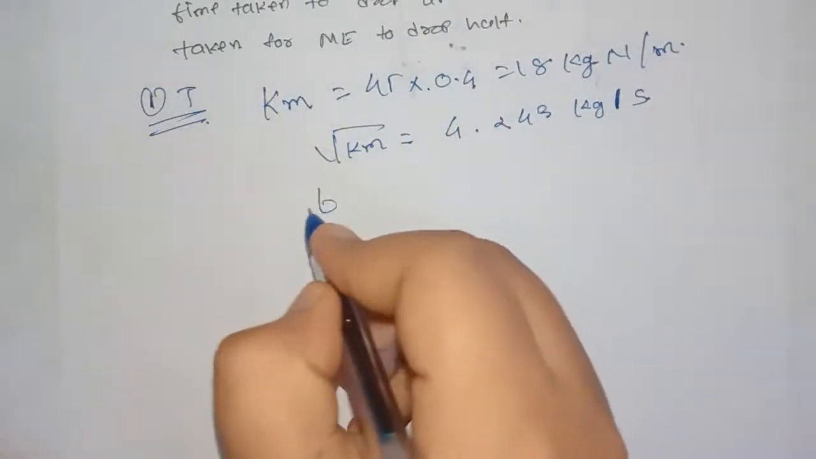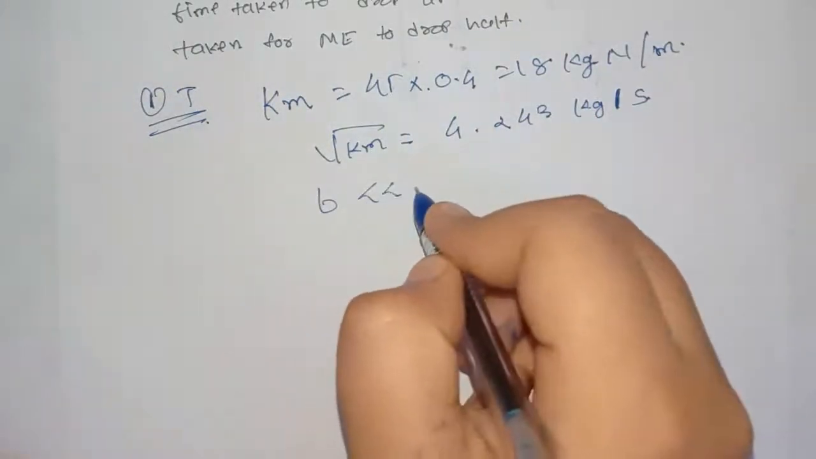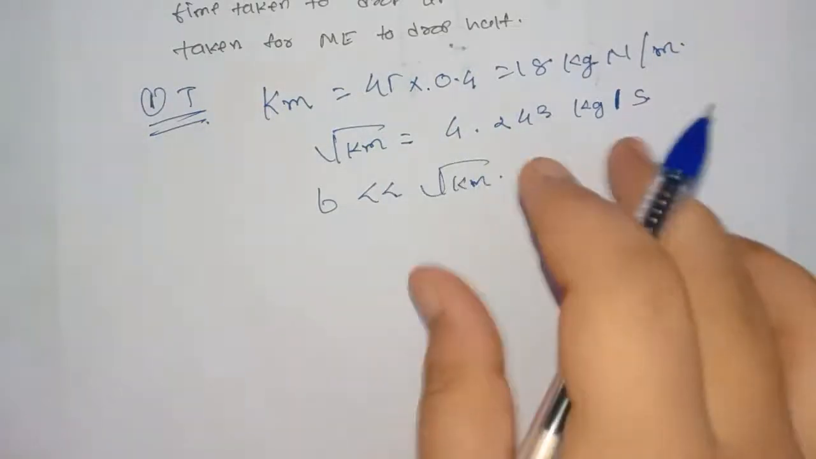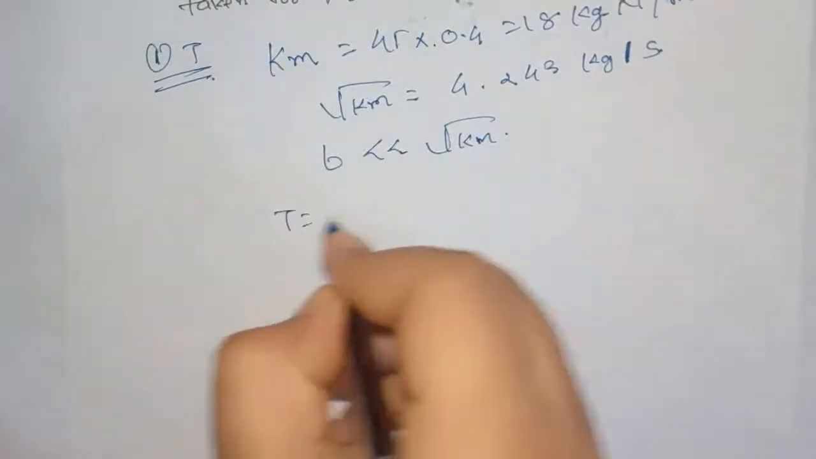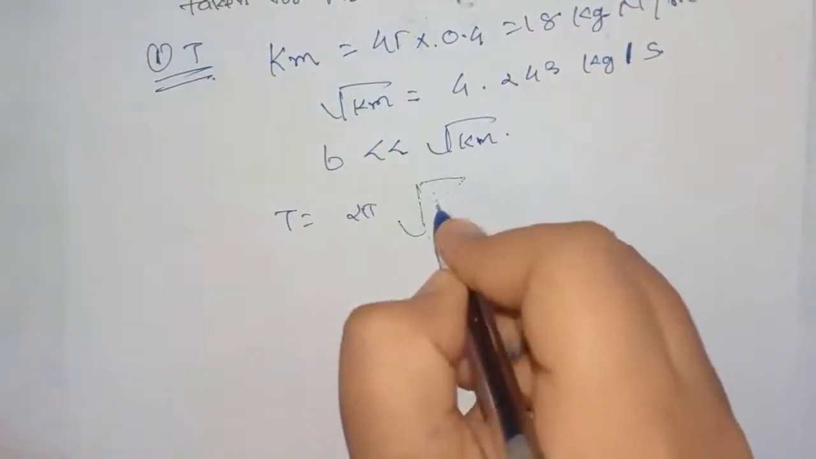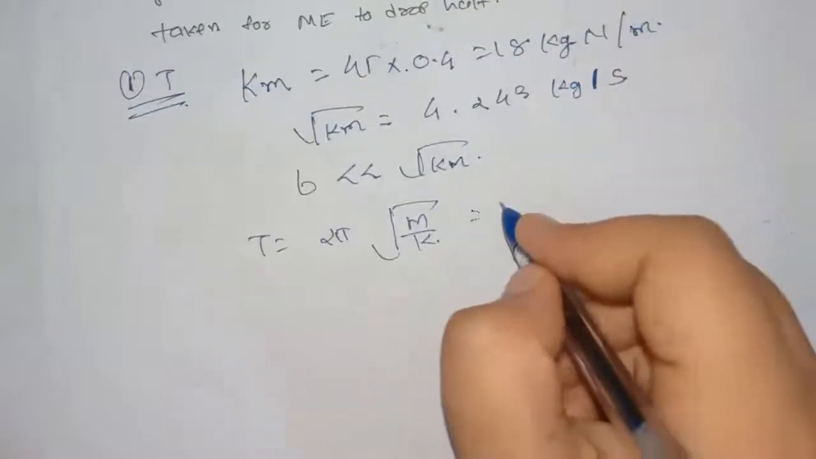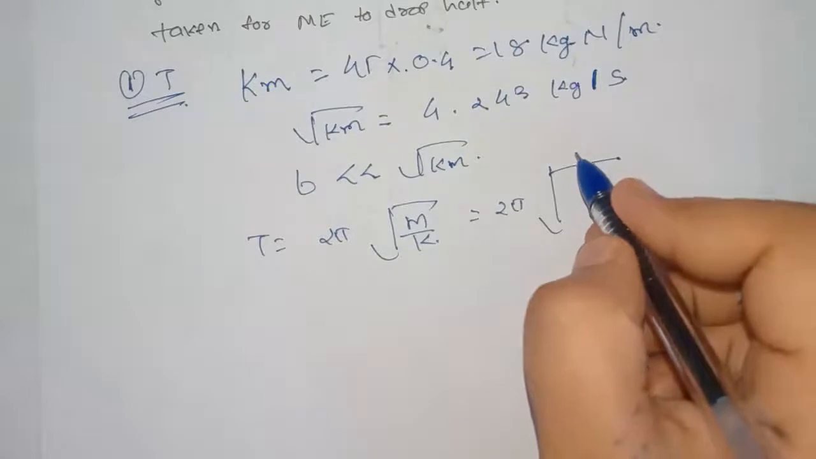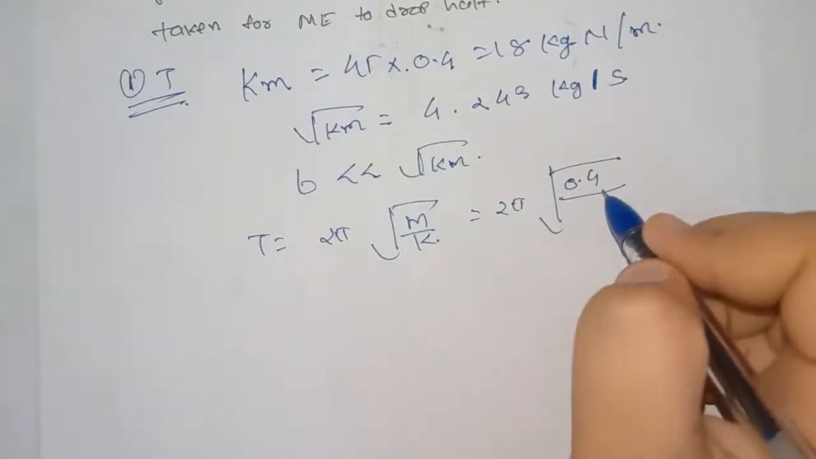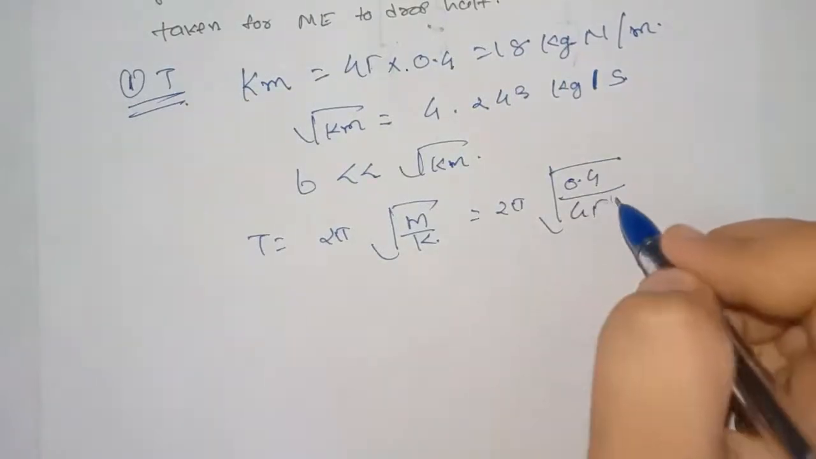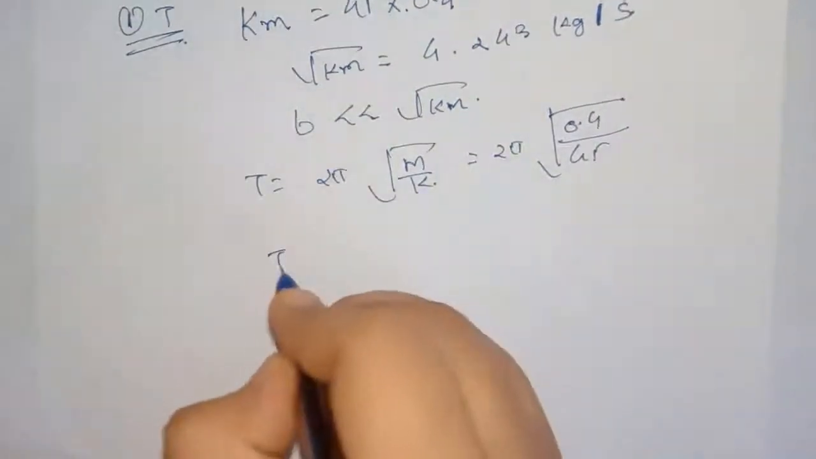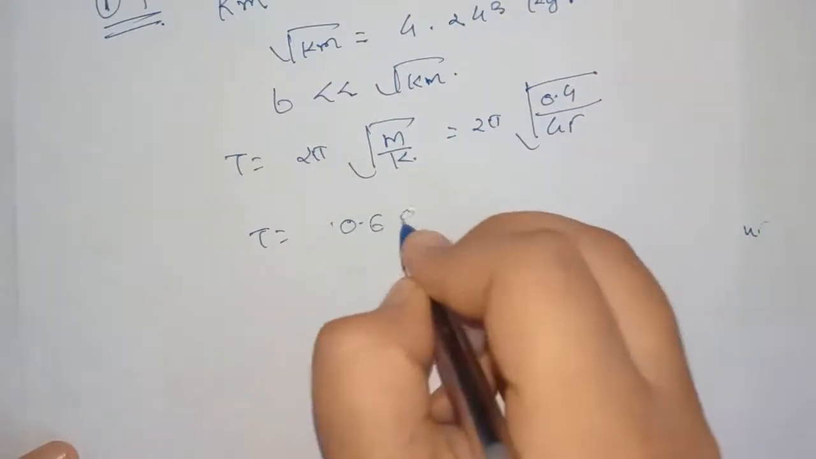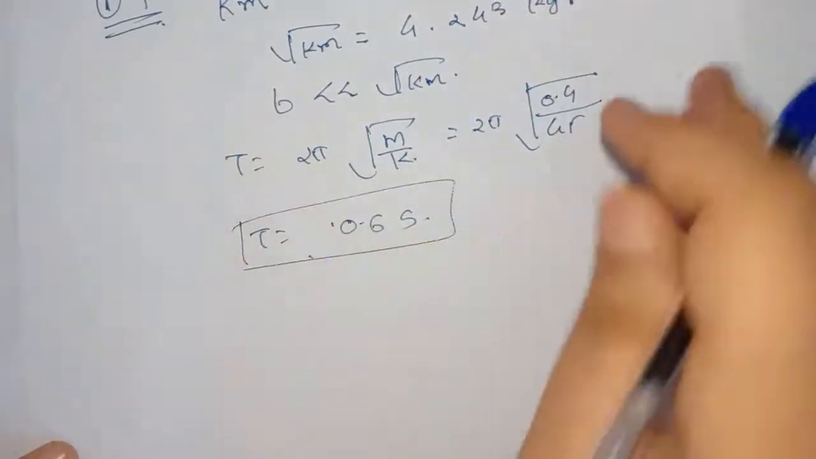Now b is very less than root km. So the time period is given by 2 pi under root m by k. That is 2 pi under root 0.4 divided by 45. So the time period will be approximately 0.6 seconds.